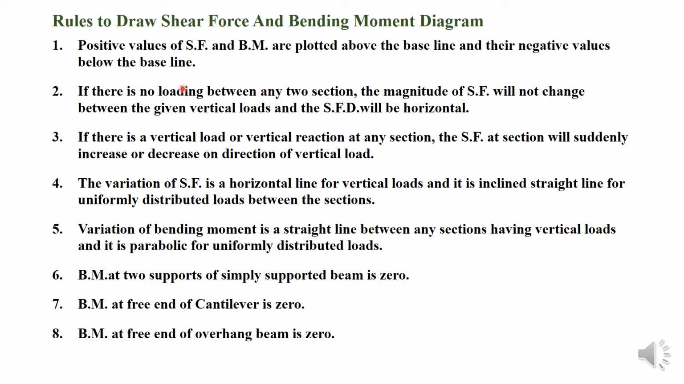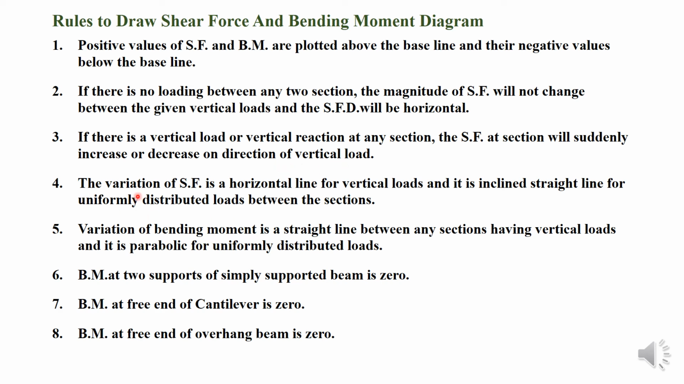There are some rules to draw the shear force and bending moment diagrams. Let us see the rules. First, positive values of shear force and bending moment are plotted above the baseline and negative values below the baseline. Second, if there is no loading between any two sections, the magnitude of shear force will not change and the shear force diagram will be horizontal. Third, if there is a vertical load or vertical reaction at any section, the shear force at this section will suddenly increase or decrease in the direction of that vertical load.